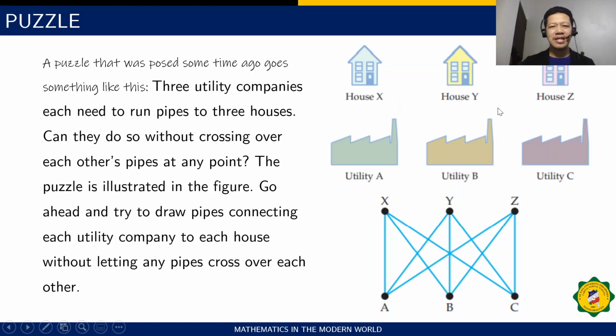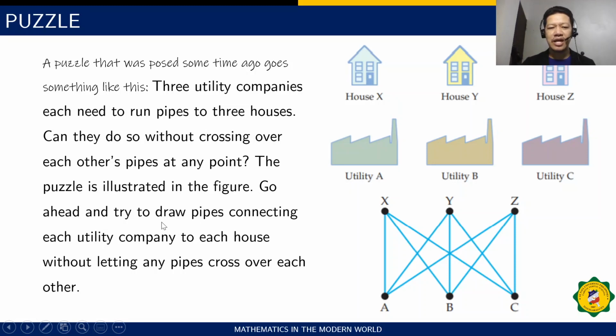So for this lesson, let's start it with a puzzle. A puzzle that was posed some time ago goes something like this. Three utility companies each need to run pipes to three houses. Can they do so without crossing over each other's pipes at any point? The puzzle is illustrated in the figure.